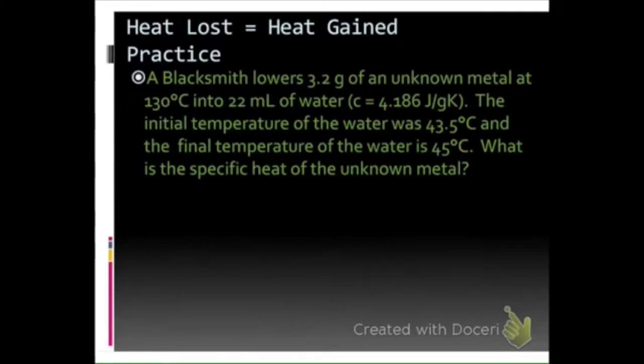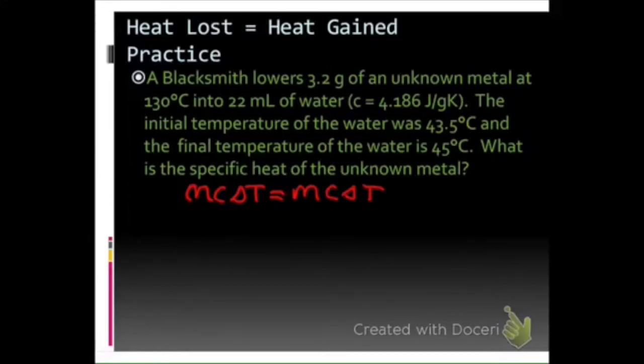So we have an unknown metal that's 3.2 grams with a temperature of 130 degrees Celsius. We put it into 22 milliliters of water. We've got the initial temperature of the water, which is 43.5 degrees Celsius, and the final temperature is 45. So we said we wanted to do Q equals MC delta T for our different substances. Now we can start figuring out our variables like we've done in the past.